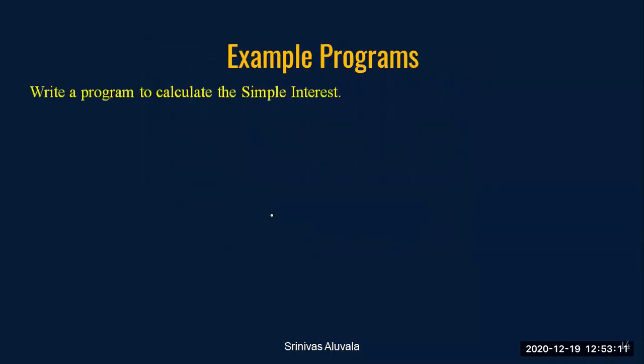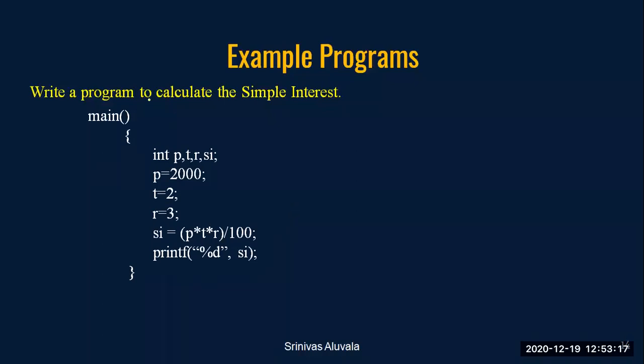Moving ahead, we see an example program to calculate the simple interest using the data types and the format specifiers. This is my main program. Of course, I skipped writing the header file. You don't skip writing the header file because you are using a printf statement. Definitely you need to add #include <stdio.h>. Never ever skip this. Then the header file is added, then main, then the body of main has started.